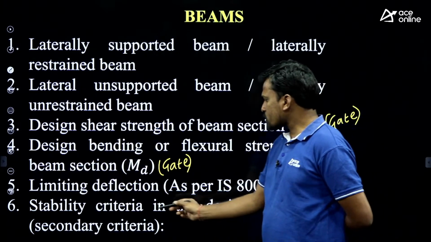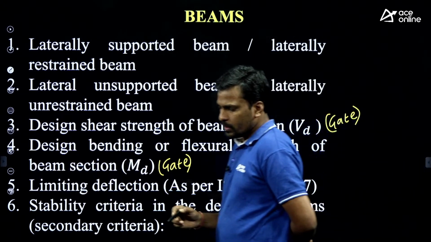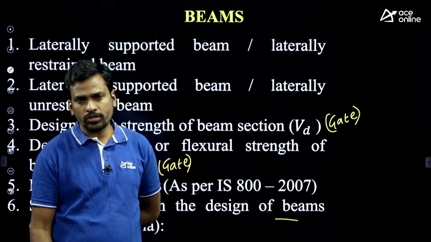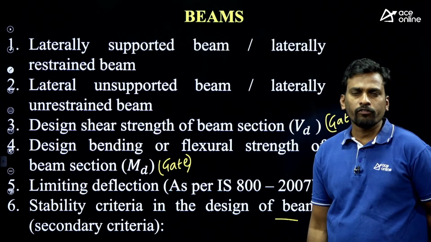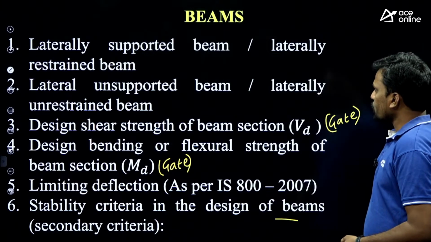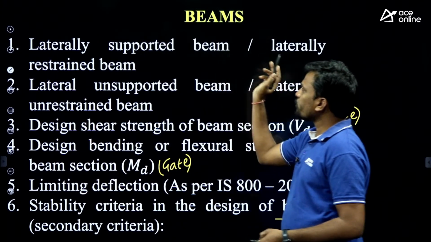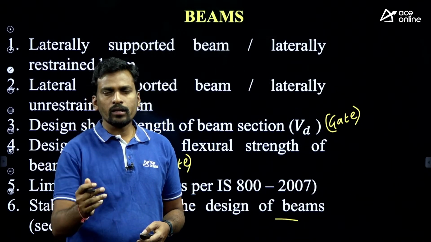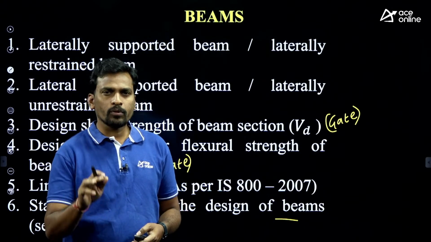And students, for stability criteria in the design of beams, 2 topics are important: buckling strength and crippling strength. This is a 2 marks question for GATE. I repeat, buckling strength of beam section and crippling strength of beam section. There is a possibility of asking 2 marks questions from these. So these are the important topics for GATE. GATE people, concentrate up to the beams chapter. Don't touch the rest of the chapters like plate girder, gantry girder and roof trusses. These 3 chapters are not very important for GATE people.